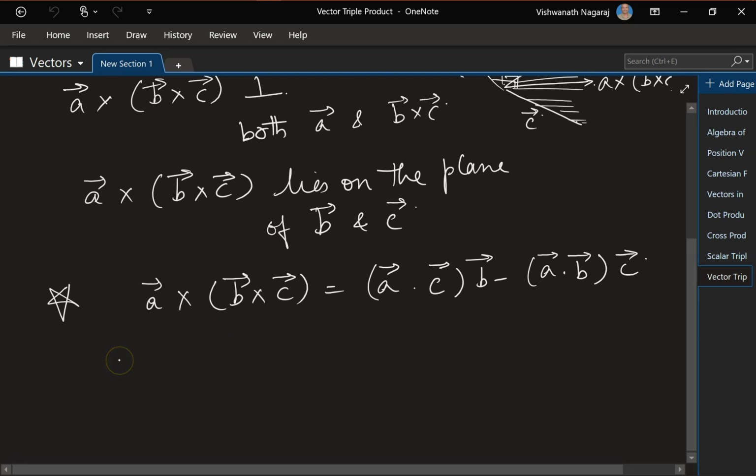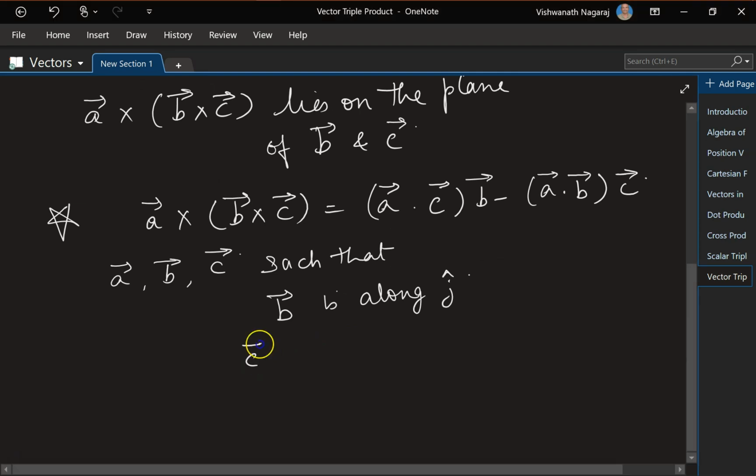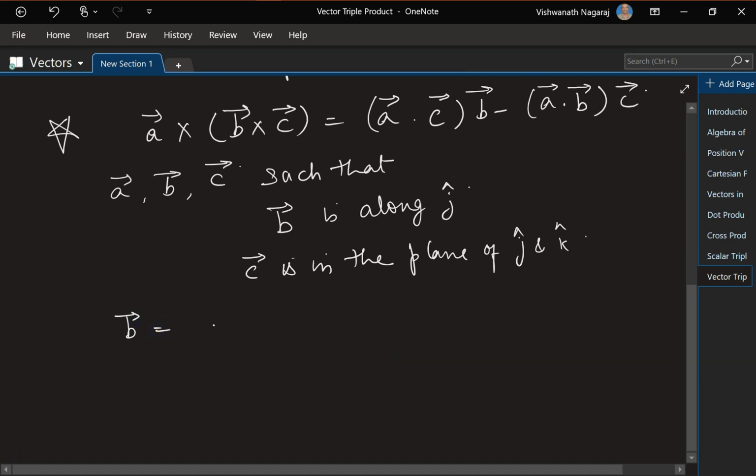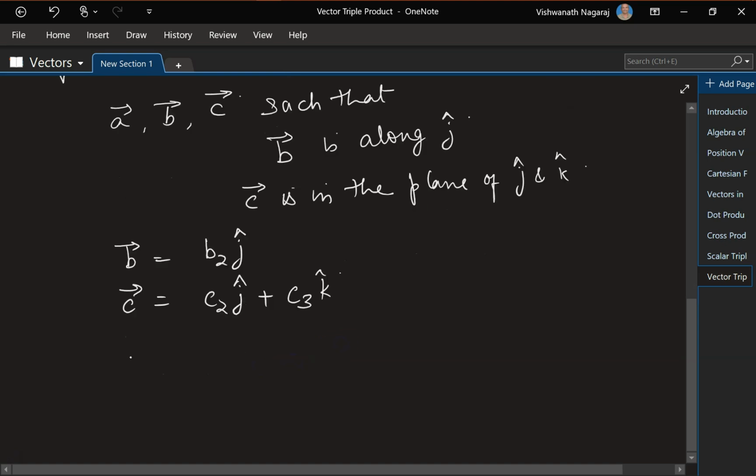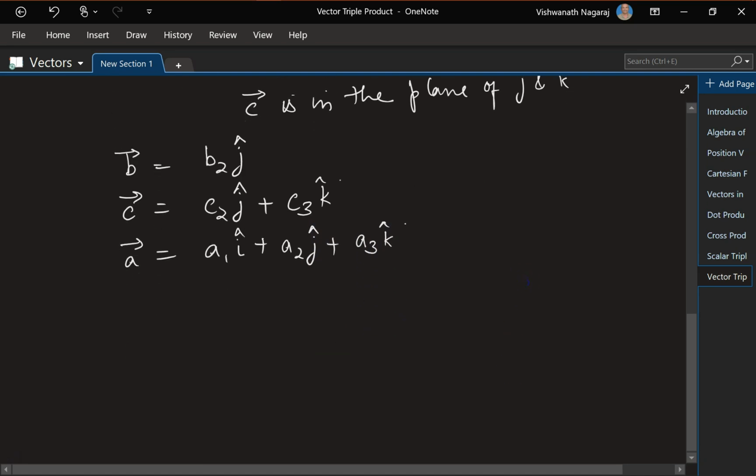Okay. So let's say we have three vectors A, B and C such that vector B is along J and vector C is in the plane of J and K, which means vector B is equal to B2 J. Vector C can be written as C2 J plus C3 K. So here it means that the components along I and K are 0 for vector B, and the component along I is 0 in case of vector C. Now, vector A is A1 I plus A2 J plus A3 K. This has all the three components.